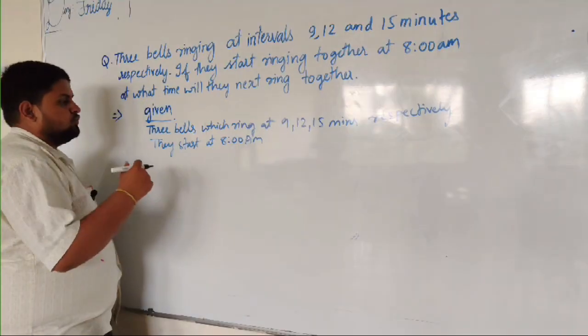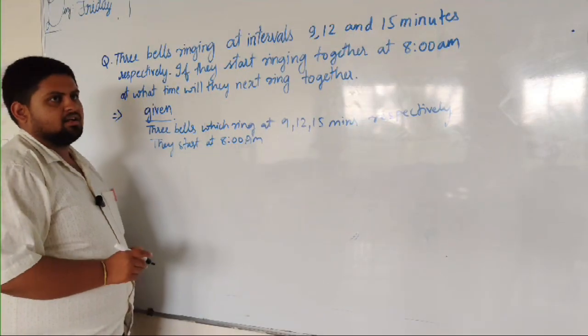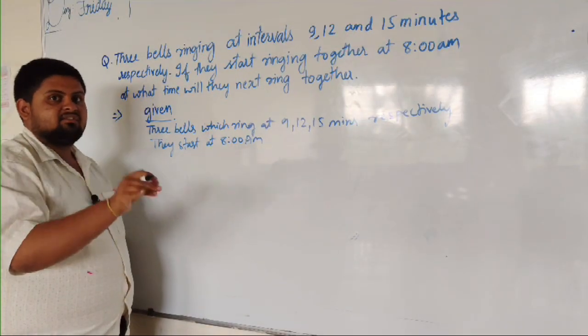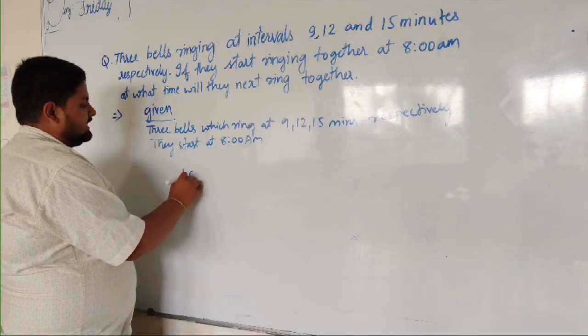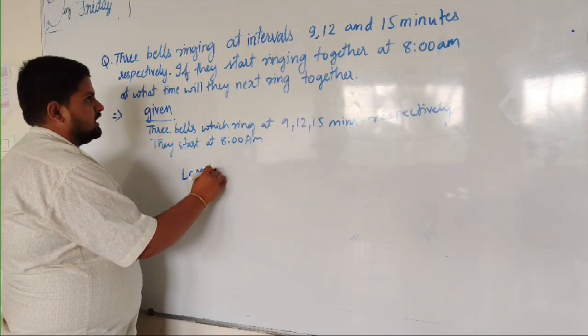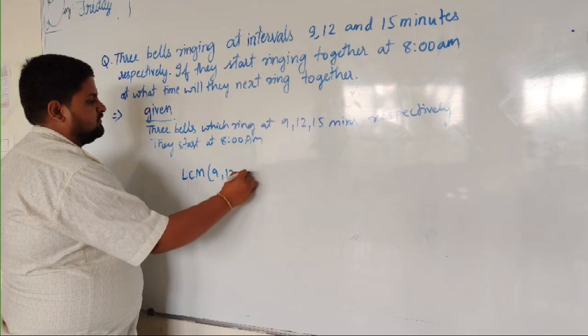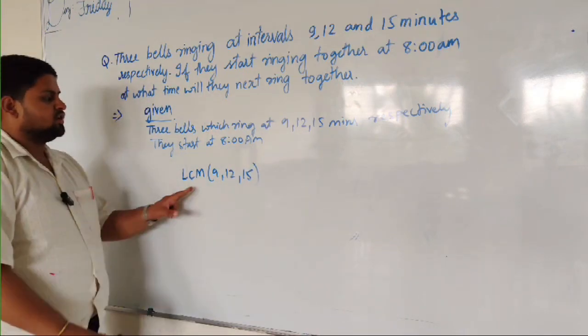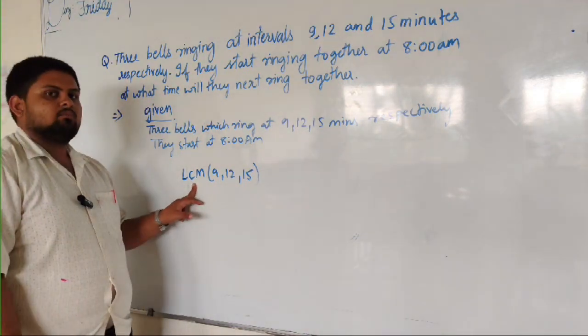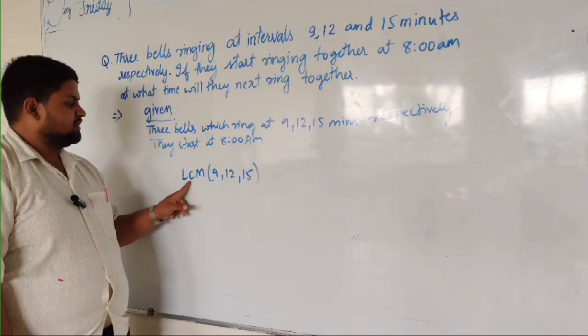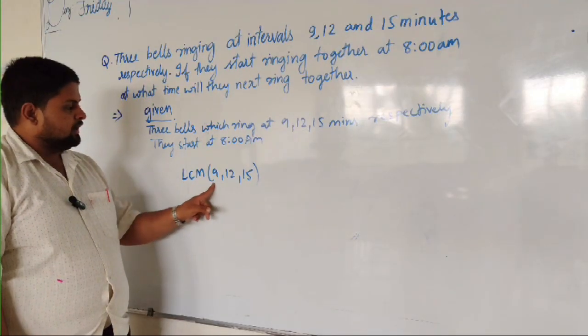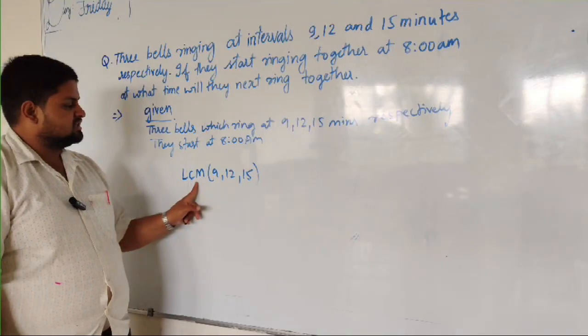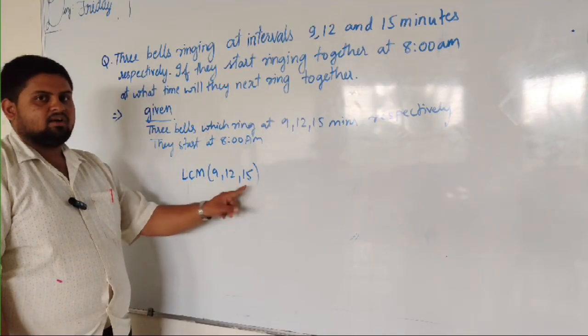To find the next time when they will ring together, we'll have to find the LCM of 9, 12 and 15. This is the notation we'll use to write the LCM of any two numbers or any three numbers and so on. It is written like this: LCM(9, 12, 15). That means LCM of 9, 12 and 15.